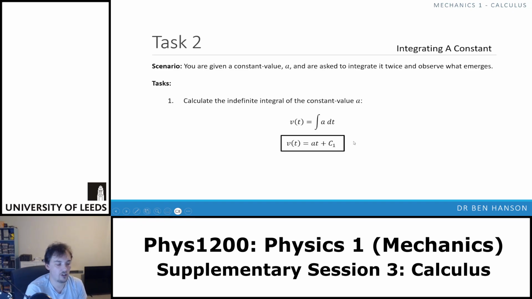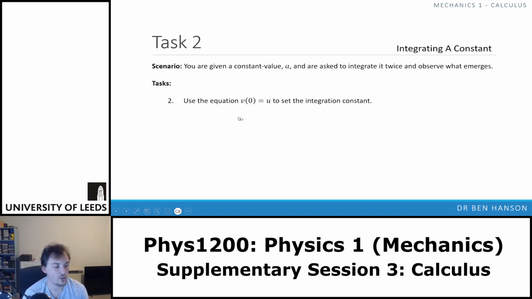I've just called the integration constant c1 instead of c, so that I remember that it's specifically this integration constant. You don't have to call it c1, you could call it c, d, e, you can call it anything you like, but I tend to give my integration constants subscripts just so that I know what they are. And so now we can use that equation v of naught equals u to set the integration constant, right? Because if v of naught equals u, well, v of naught is a times naught plus c1, and that's going to equal u. So therefore c1 equals u, right?